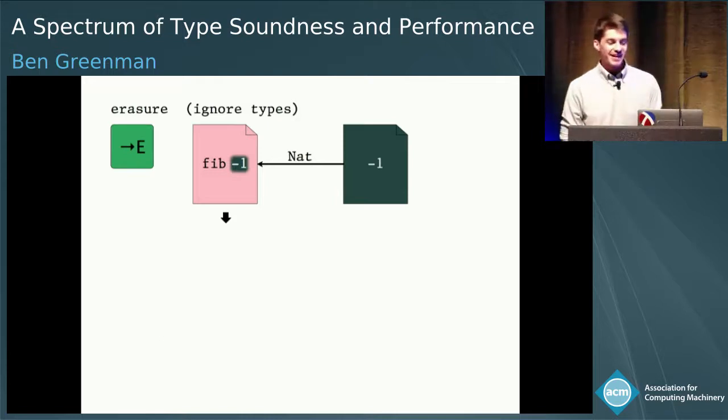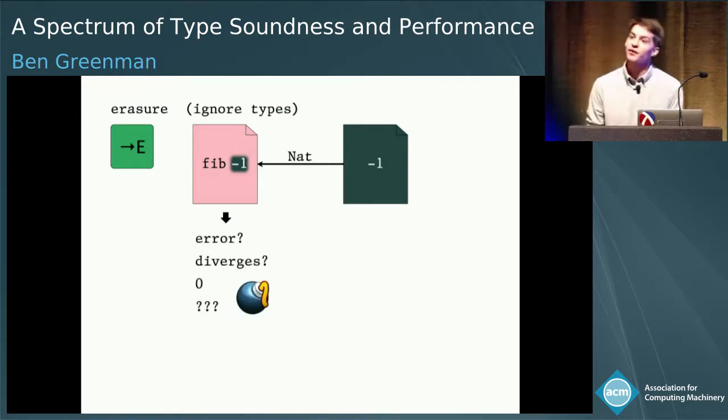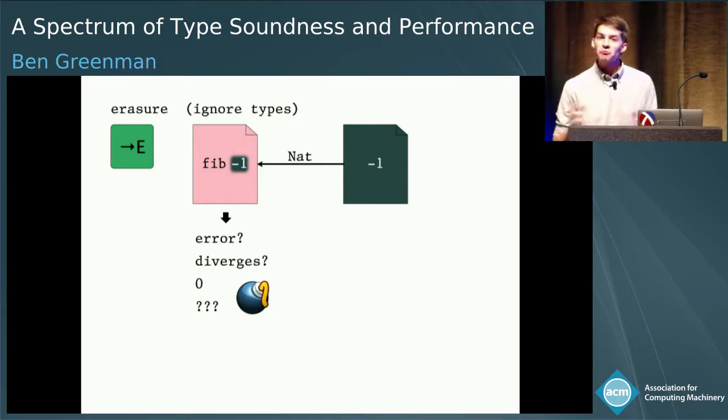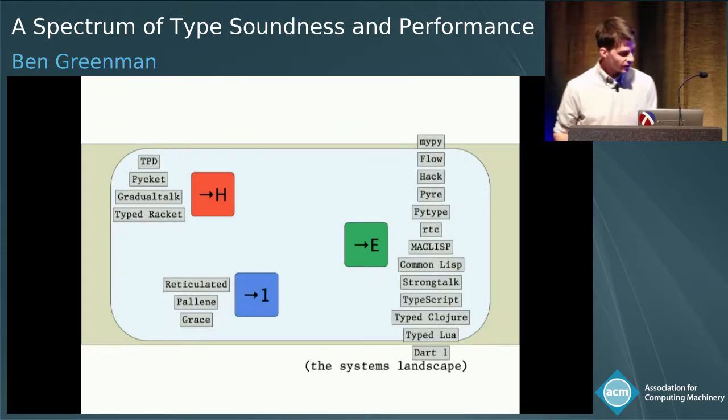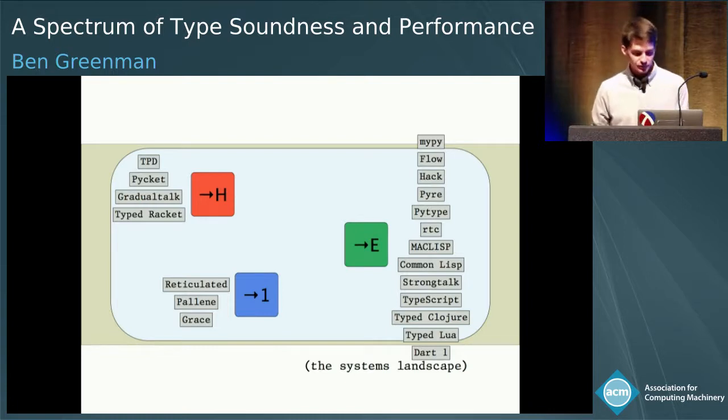What does this mean? It means we can apply a typed function to a value that lies outside its domain. This might give us an error. This might lead to the function diverging. It might give us a sensible result. Really, anything could happen. We have another silent failure of the types. The erasure approach is very popular. It's very easy to implement, and it gets you static type checking and IDE tools. And you don't have to worry about implementing a new semantics because you can reuse the one that you already have for your dynamically typed language.